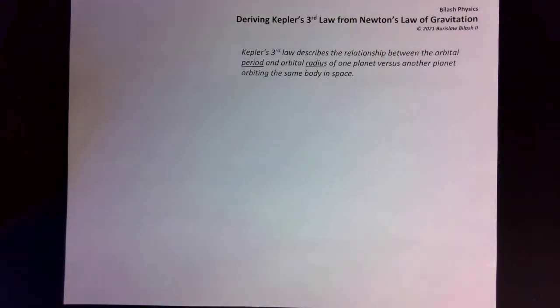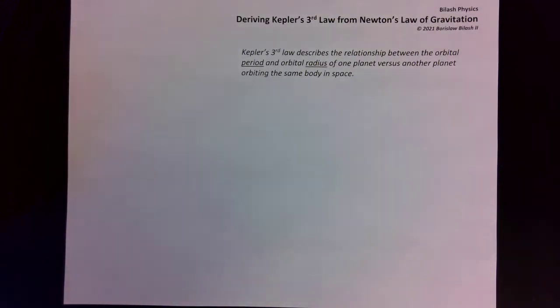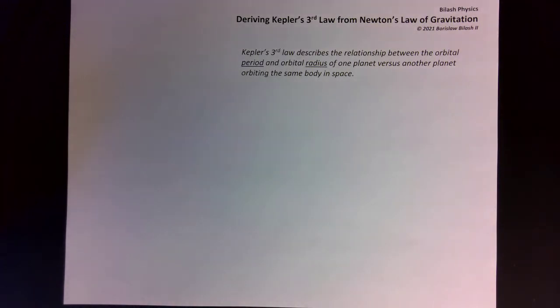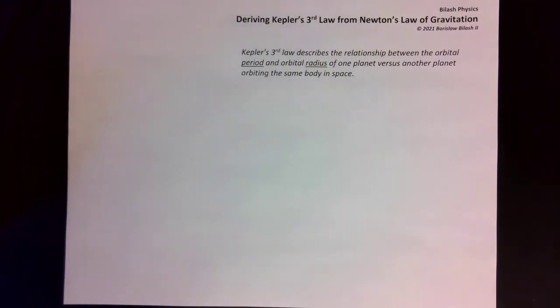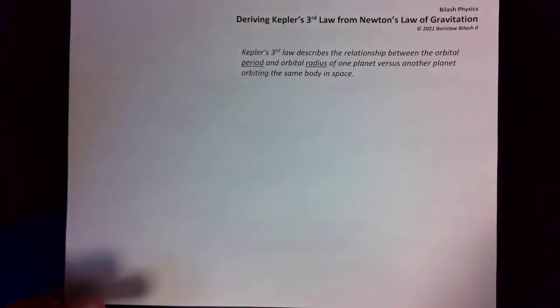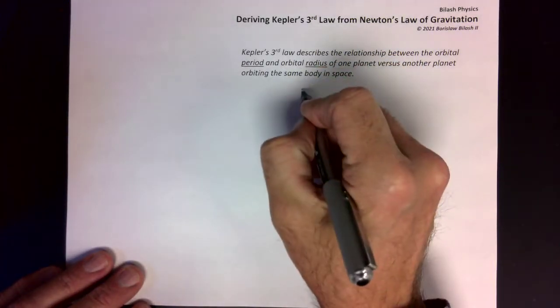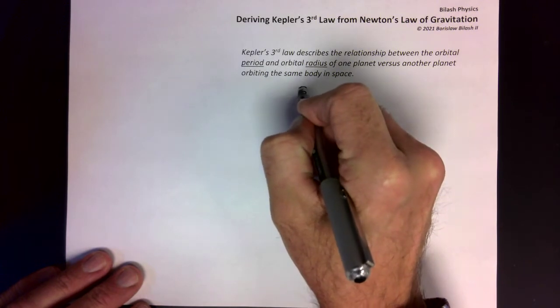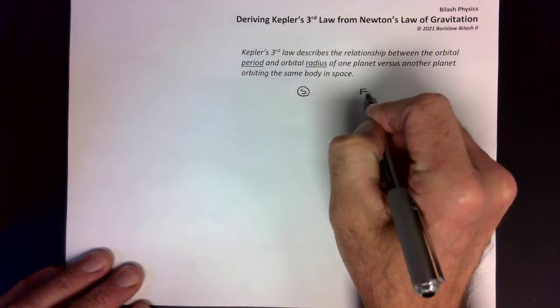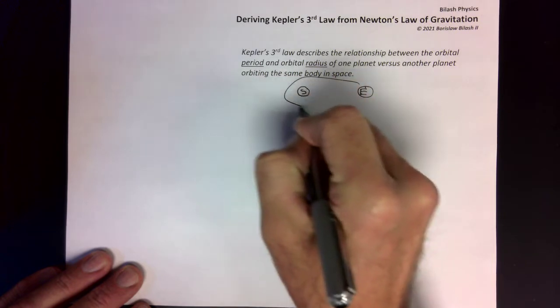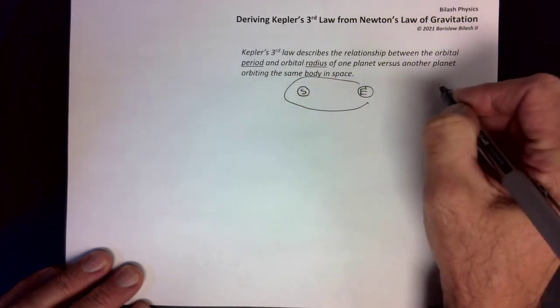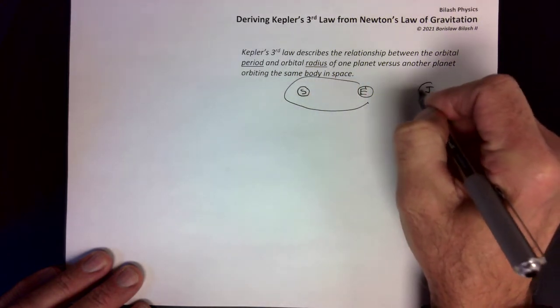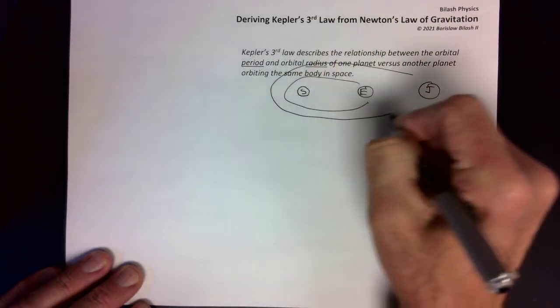In this lesson, I'm going to show you how to derive Kepler's third law from Newton's law of gravitation. Now, we know that Kepler's third law describes the relationship between the orbital period and orbital radius of one planet versus another planet orbiting the same body in space. So if we sketch a diagram of, say, Earth orbiting the Sun, and we have another planet, a second planet, Jupiter, also orbiting the Sun.